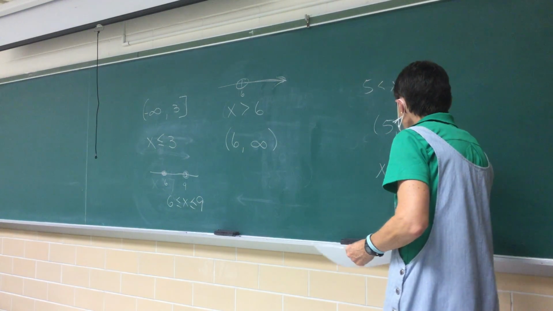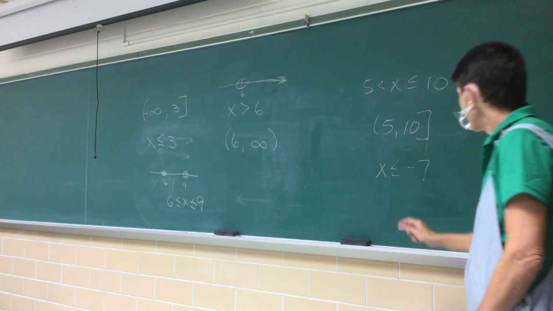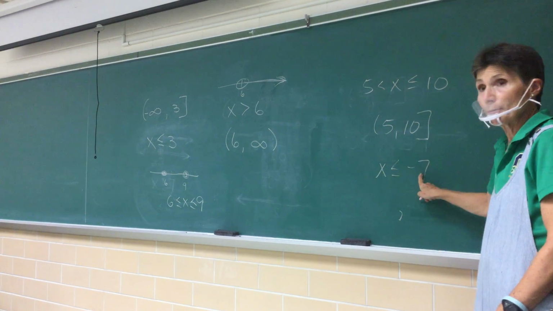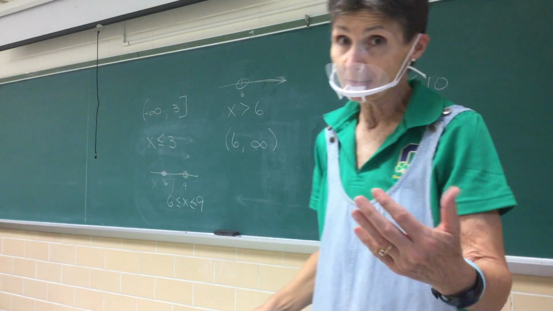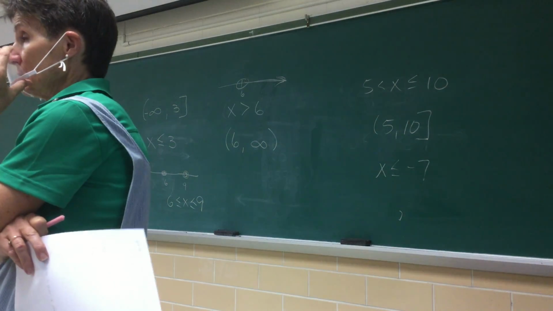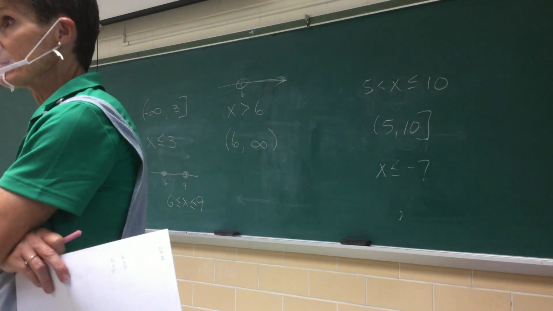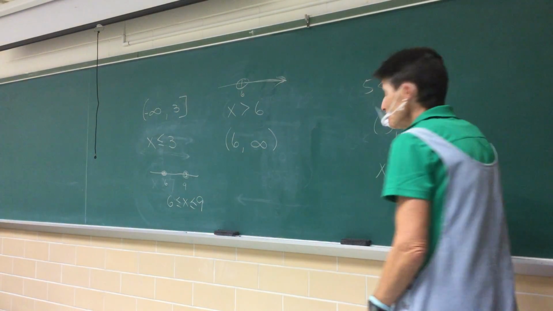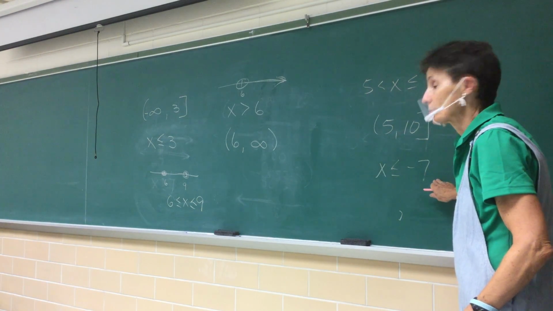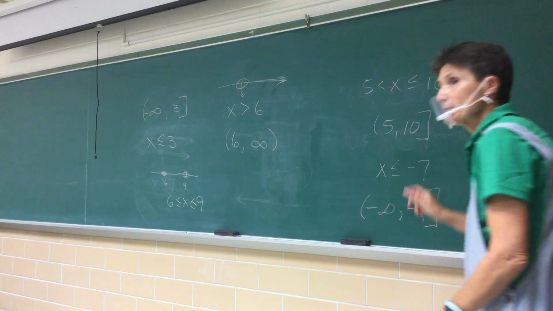x is less than or equal to negative 7. Now, you got to have 2 numbers, kids. But since there's only one number in the problem, you know the other one's going to be an infinity, right? Now, is it going to be the infinity first and then the negative 7, or is it going to be the negative 7 first and then the infinity? If you are at all confused, yes, Kunkel. Parentheses, negative infinity, negative 7, bracket. Perfect.